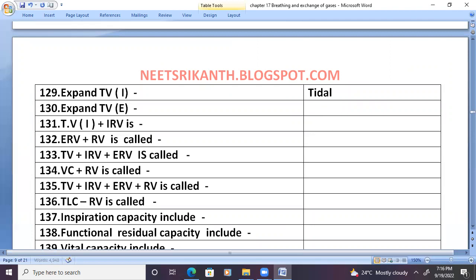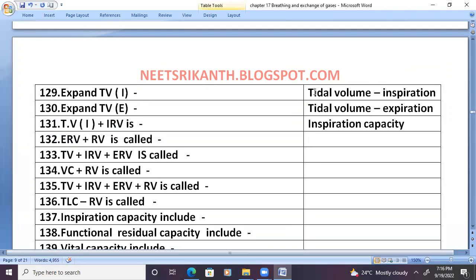Moving on, expand TVI: tidal volume inspiration. TVE: tidal volume expiration. Same amount. How much amount will come inside, the same amount will go outside. TVI plus IRV, tidal volume inspiration plus IRV, is called inspiration capacity.